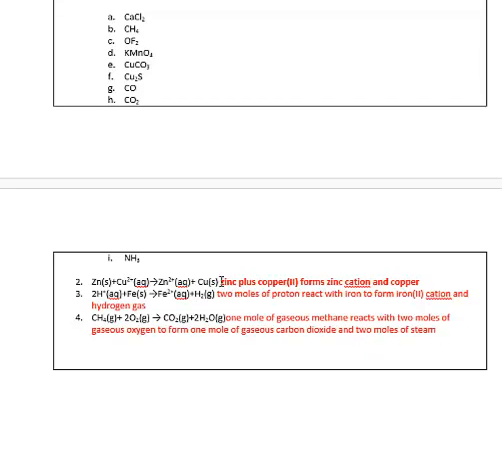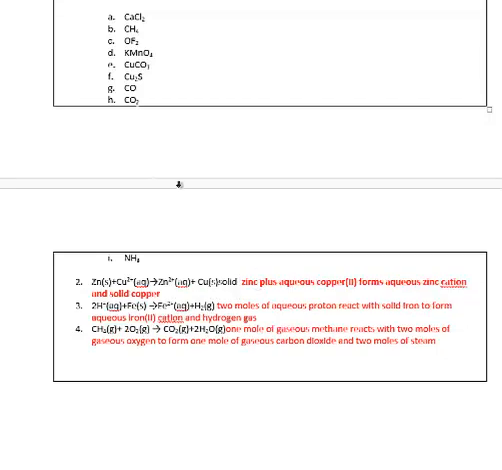I didn't include, let me go ahead and include the phases here. So, okay, just to be consistent here in these first two, let me go ahead and say the states. Solid zinc, I have that not in red, solid zinc plus aqueous copper 2 forms aqueous zinc cation and solid copper. And then here 2 moles of aqueous protons react with solid iron to form aqueous iron 2 cation and hydrogen gas.